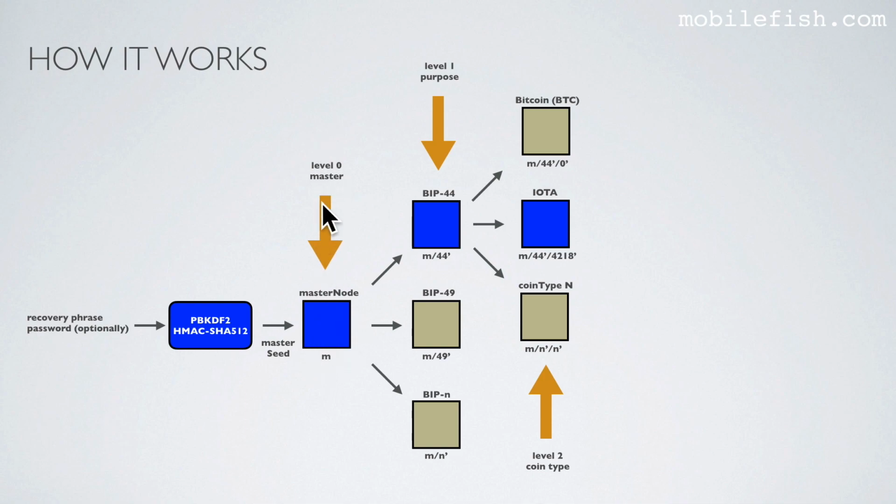This is level 0. The next level is level 1, which represents the purpose. If the purpose is BIP44, then this is the path. If you use BIP49, the path will be this. This is the next level, level 2, and this level represents the coin type. If you use Bitcoin, the path will be this. And if you use IOTA, the path will be this.